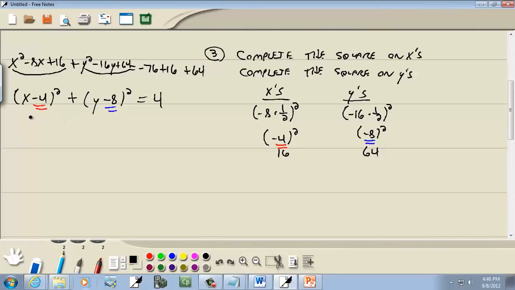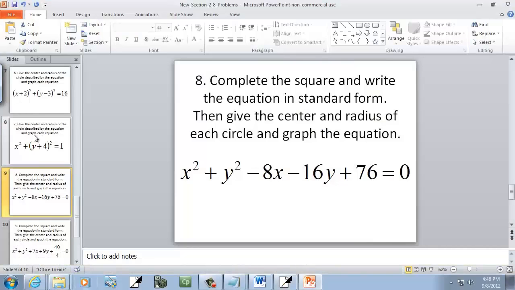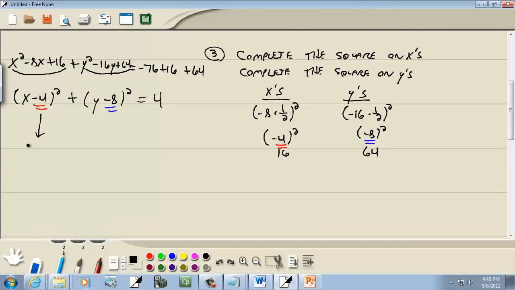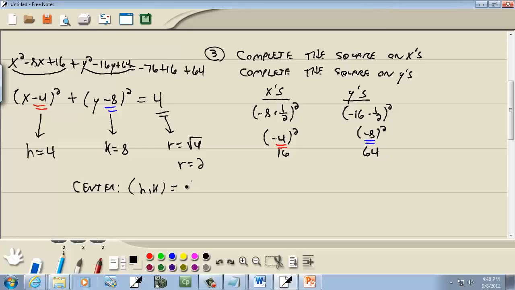Now at this point, this is in standard form, so we're done, basically. They probably want us to identify a center and radius. This is going to be our h, and its opposite sign, so it'll be +4. This is our k, and its opposite sign will be 8. And this is our r squared, and we'll take the square root of it. So the square root of 4, and we get r is equal to 2. So our center is (h, k), which is (4, 8). And our radius will be r, which is 2. And those will be our answers.